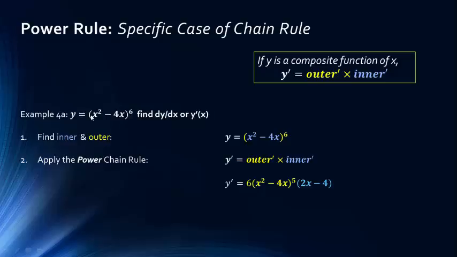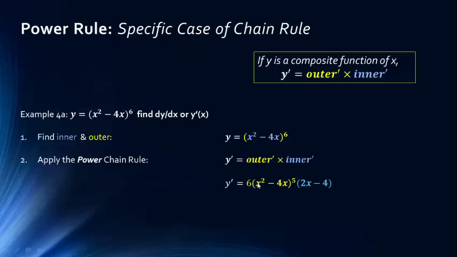We're going to pull the power down in front. The 6, the exponent, comes down in front. We're going to subtract 1 from that 6. What's in the Christmas box stays in there. We do not touch it. It's not Christmas yet. And then we do take the derivative. That's the second part of what's inside. So we get 2x minus 4, and here's our answer.